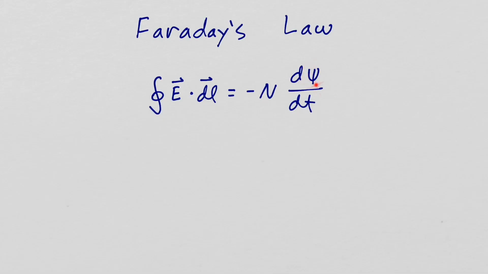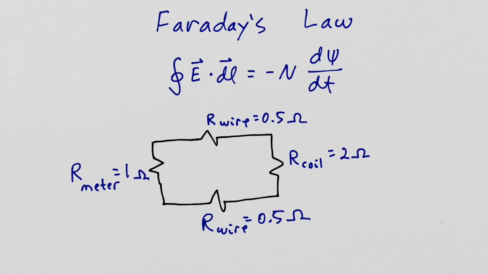In Faraday's law, this flux psi is the flux through the surface whose perimeter is defined by the path of integration of E dot dl. In the videos demonstrating electromagnetic induction, we had a meter that was connected by two wires to a coil.